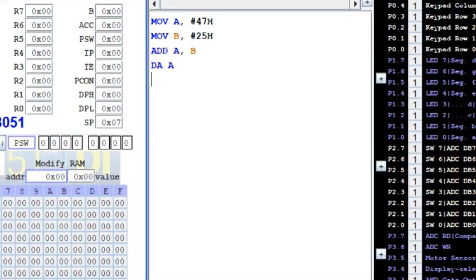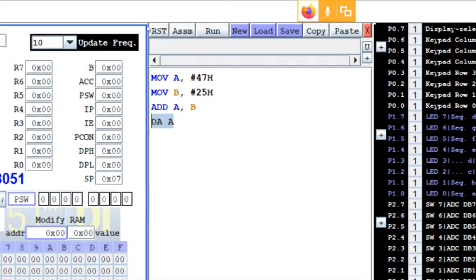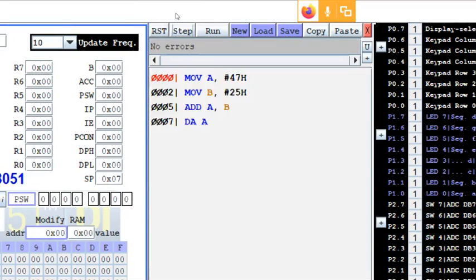Here you see the accumulator is getting 47, which is hexadecimal. Then we are adding 25, which is again hexadecimal, and we are adding the accumulator with B. That means these two numbers are getting added, and then at the end we are going to adjust the decimal. We are passing the command decimal adjust. Let us see what this program is going to do. In the accumulator we have 47. In B we have 25, and we are going to add these two numbers, and it is going to give you 6C.